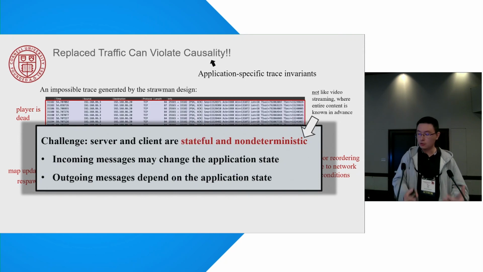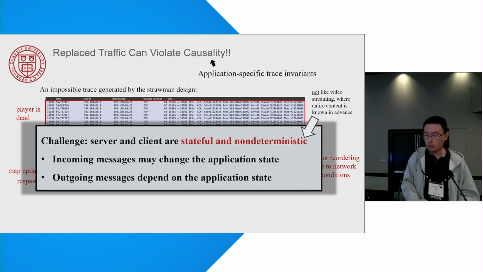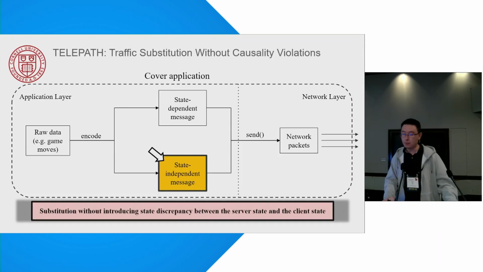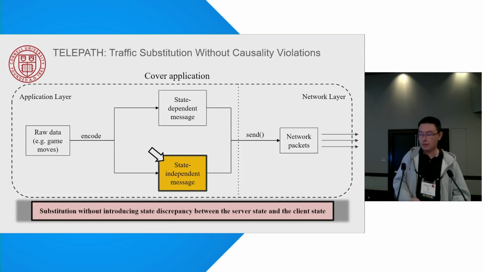So we can conclude why the Strawman design doesn't work. The game server and client are stateful and non-deterministic. Previous deterministic traffic substitution approaches do not respect the causal relationship between messages. To solve this problem, we propose TELEPATH, a Minecraft-based traffic substitution channel without causality violation. In other words, the substitution does not introduce state discrepancies between server state and client state.